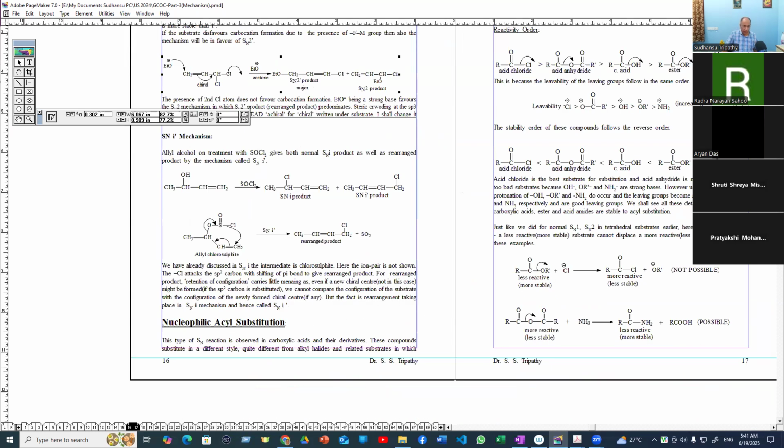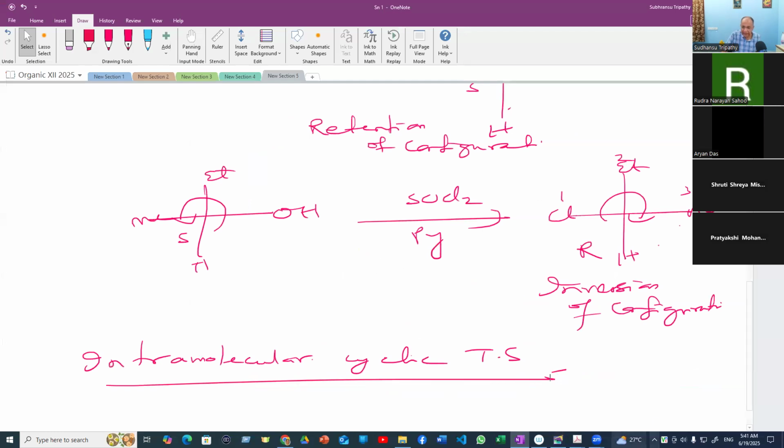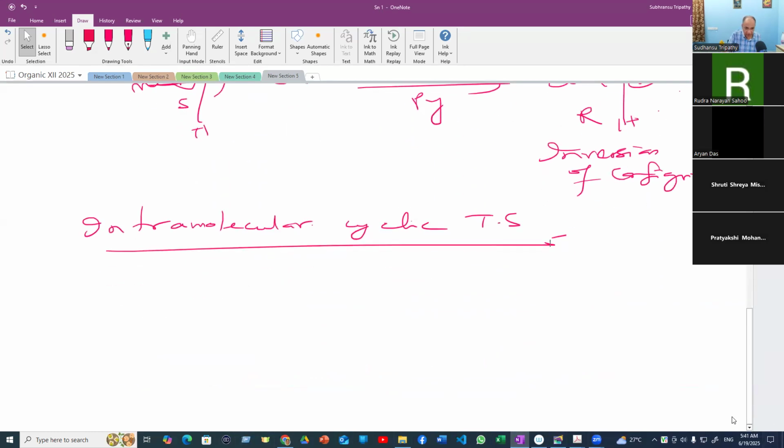Okay, I will give you the task of writing, because we will go to elimination today. Therefore, I discussed this. The homework is to write down SN1 dash. Whenever there is SN1 dash, the SN1 product will also be there. The question is which one is more, which one is major, which one is minor.